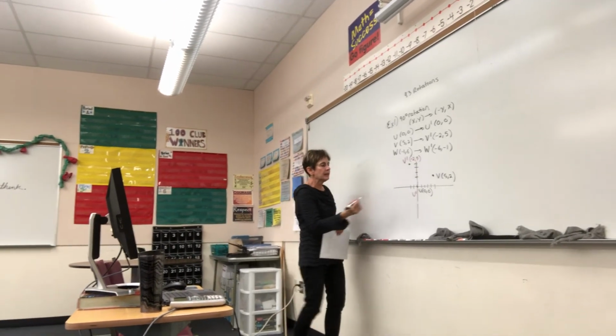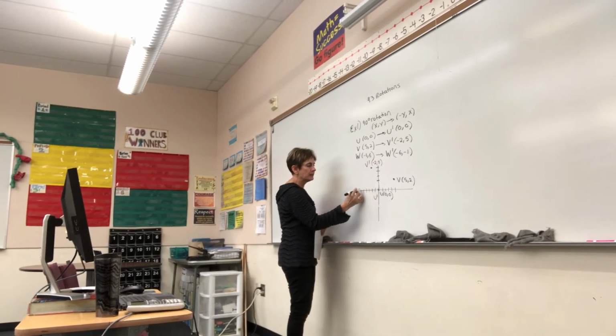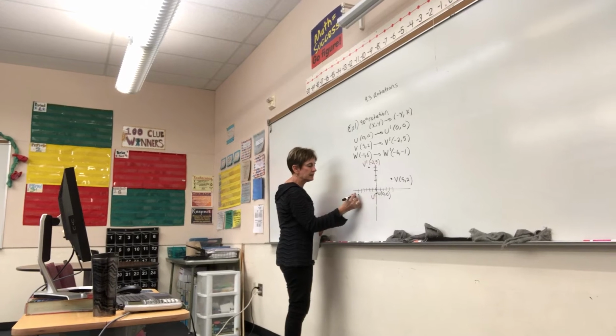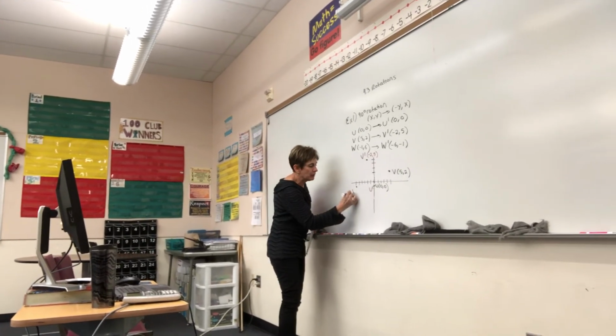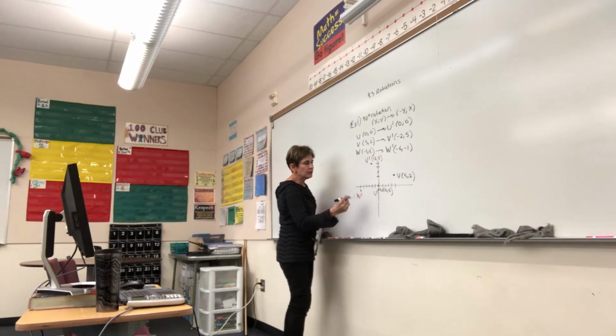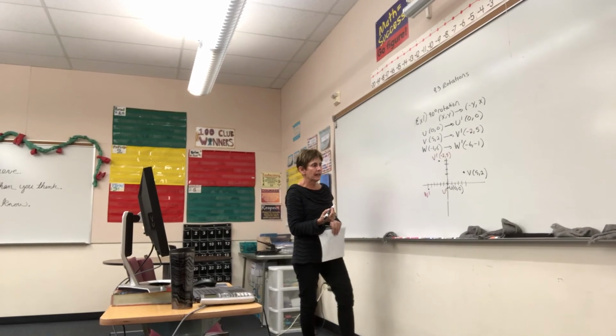Okay, now I want to do my third point. W prime is going to be at 1, 2, 3, 4, 5, 6, -6, -1, and I'm going to go ahead and put a W prime here. Now, just like with my other transformations, my points should not have changed.